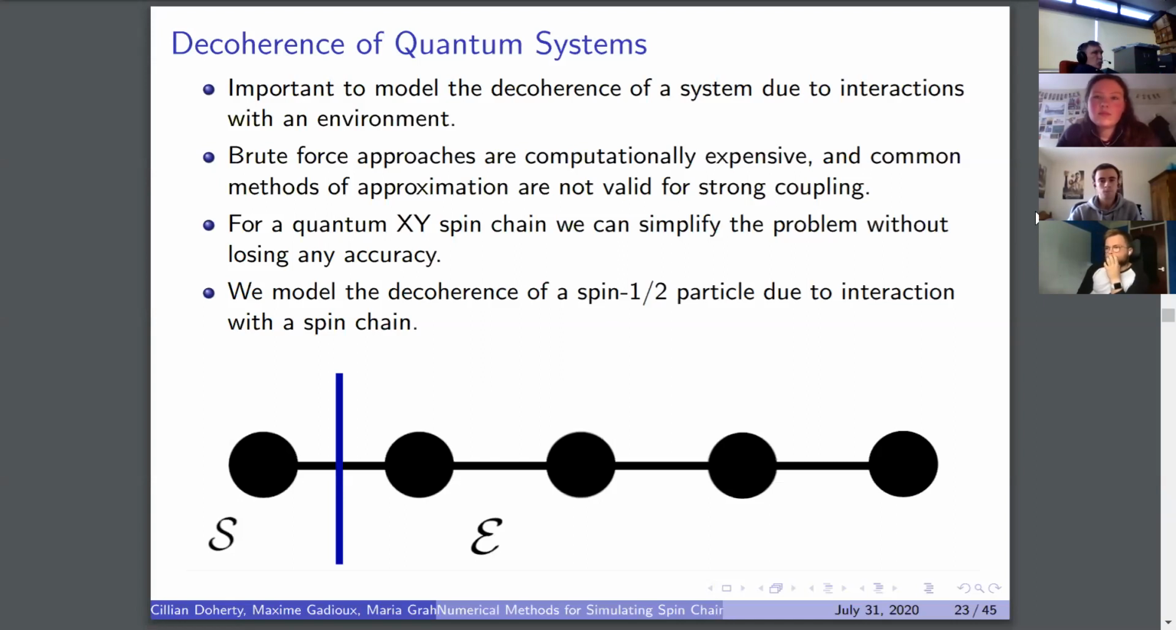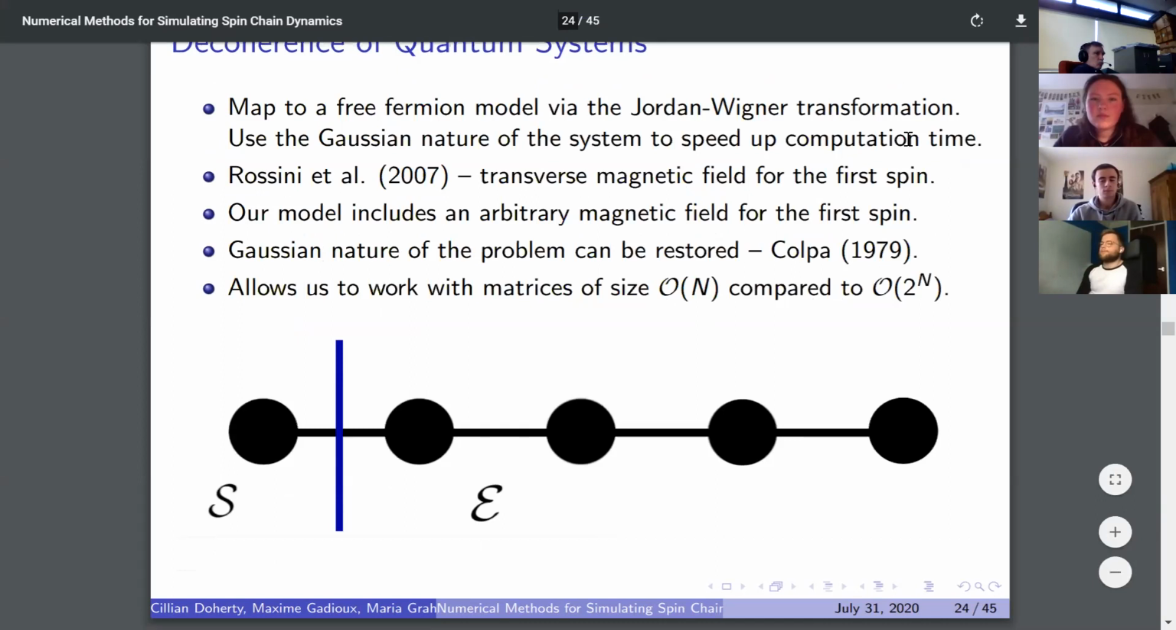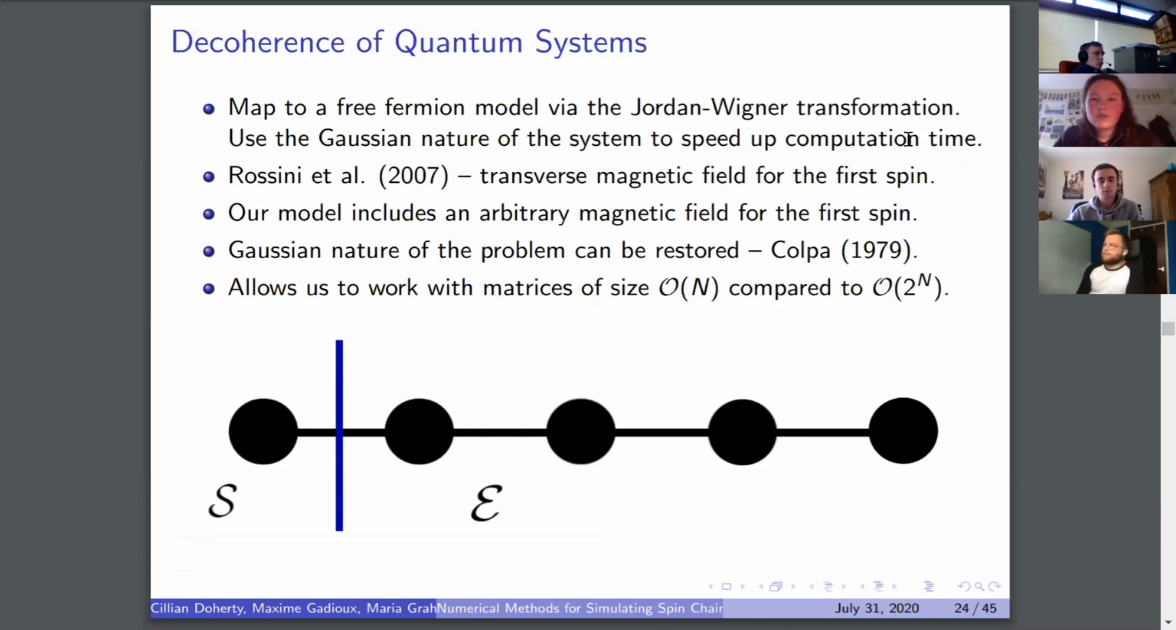So for this project, what we focused on was a situation where we can simplify the problem without losing any accuracy, and that's for a quantum XY spin chain. In particular, we're going to model the decoherence of a single spin half particle, which is our system S, and it's at the end of a spin chain, and the rest of the spin chain here, E, is going to function as the environment. And how we're going to do this is we can map that spin chain to a free fermion model via a Jordan-Wigner transformation. Then we use the Gaussian nature of the resulting system to speed up computation time.